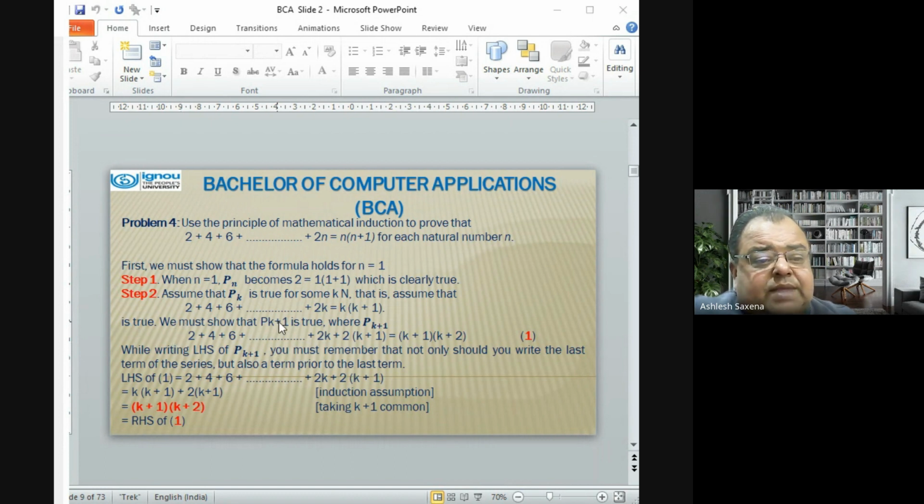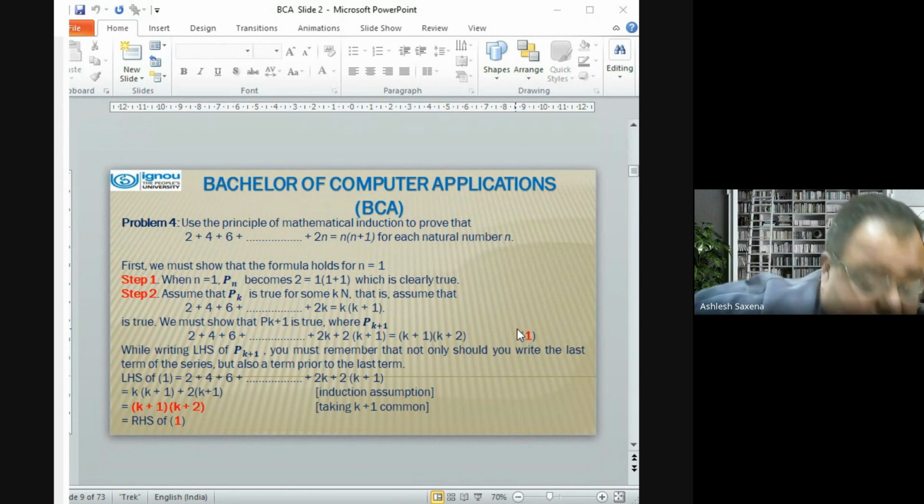Now, the next step is to replace k by k plus 1. And it's true. So what will we be doing? We will be doing 2 plus 4 plus 6 plus 2 into k plus 1 is equal to replacing n by k plus 1. So you will get k plus 1 over here, and this second bracket will be k plus 1 plus 1. That will be k plus 2. Now this is your first equation.